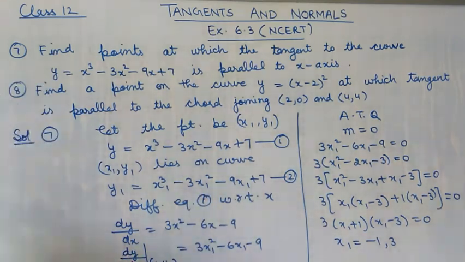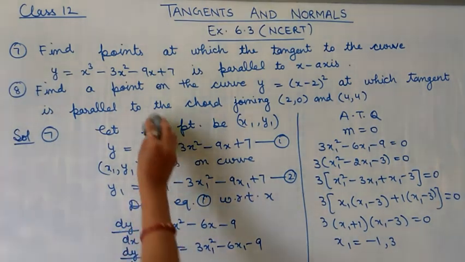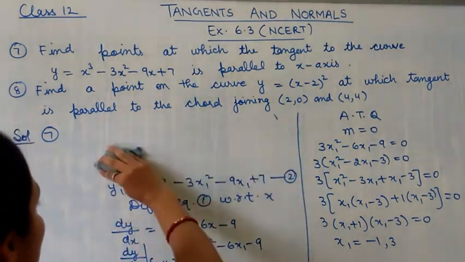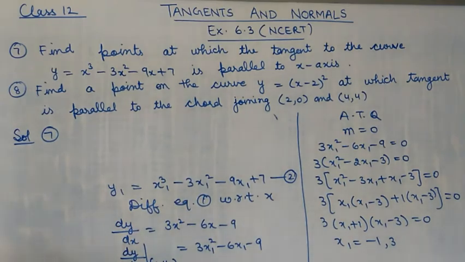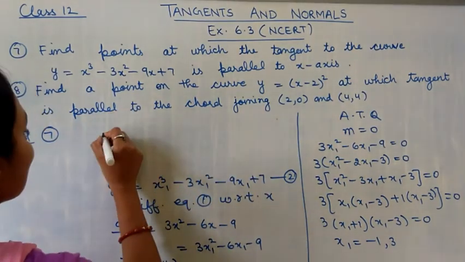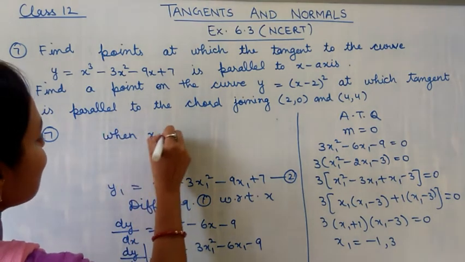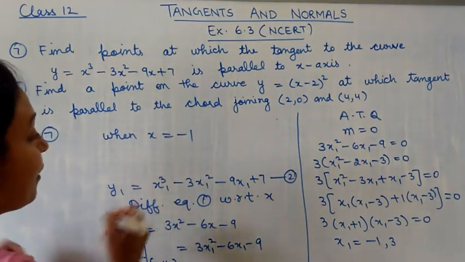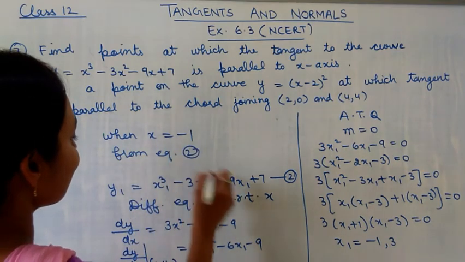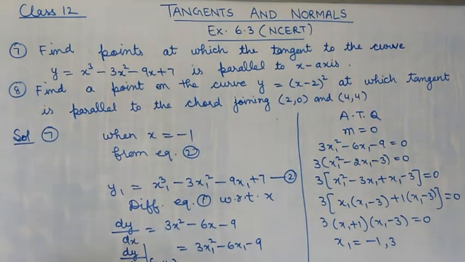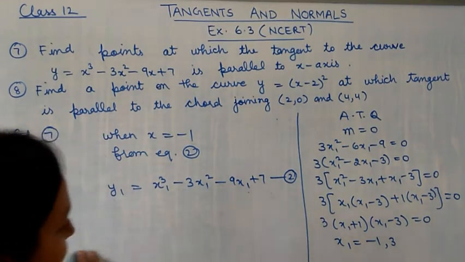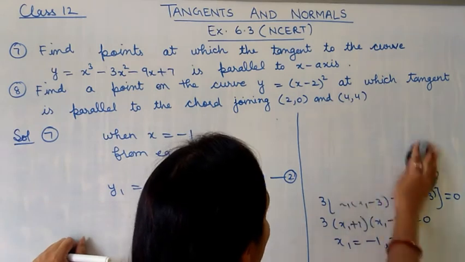Okay, when I take the equation, from this side, when x is equal to −1, then put it in equation 2. I will write this equation from the lower side to get the points.